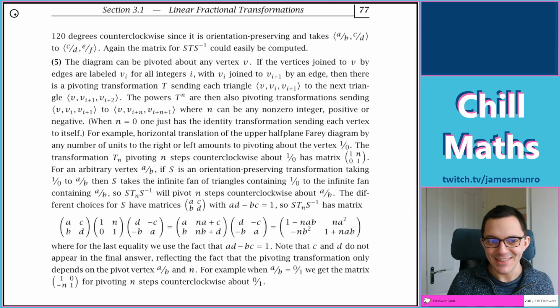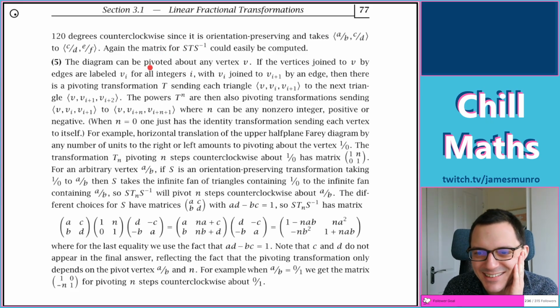Right, what's this pivot then? Pivot. What does this mean? Okay, here's SDS. Inverse. If the vertices joined to V by edges are labelled VI for all integers I, with VI joined to VI plus 1 by an edge.